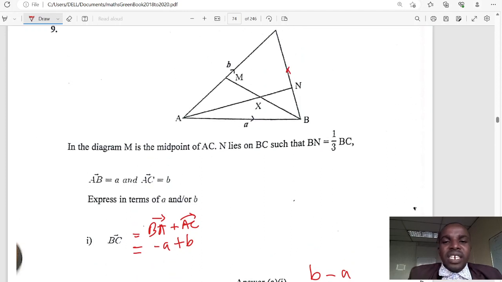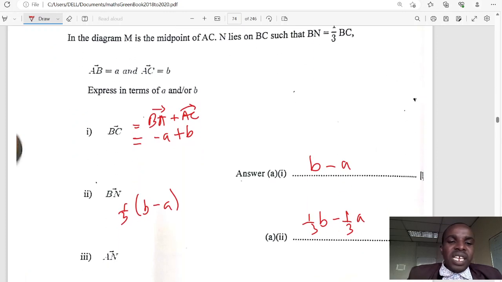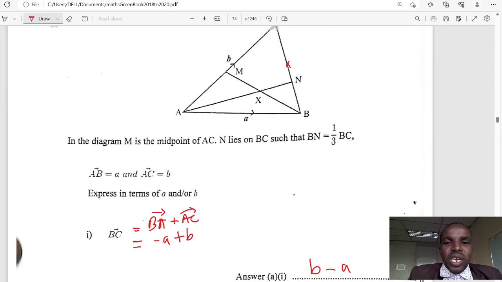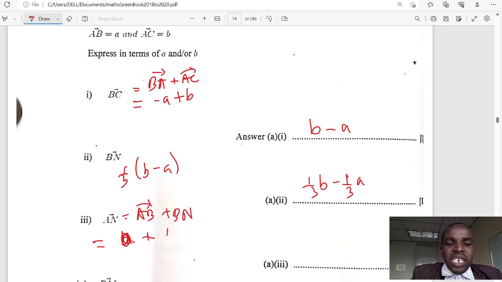Then AN. AN, actually, do we have AN? They said M is the midpoint of AC. So AN, you can say AB plus BN. What is AB? AB is small letter A. Small letter A plus BN. BN is the one that you found there. That is 1/3 B minus 1/3 A.